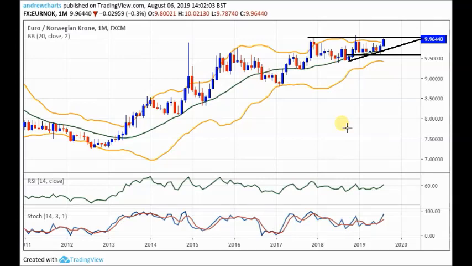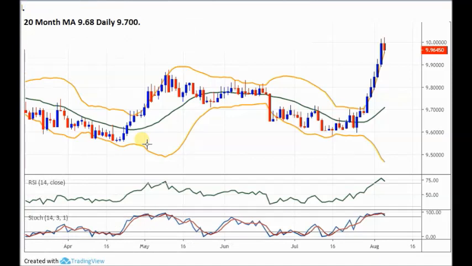So let's go and take a look at the daily chart, and draw levels of entry, stop and target. On the Euro NOK, and we're on the daily chart, of course. I've just made a note here. Didn't say it on the monthly chart, but the 20-month moving average is at 968, which almost lines up with the daily at 970, and that is going to be our first target.